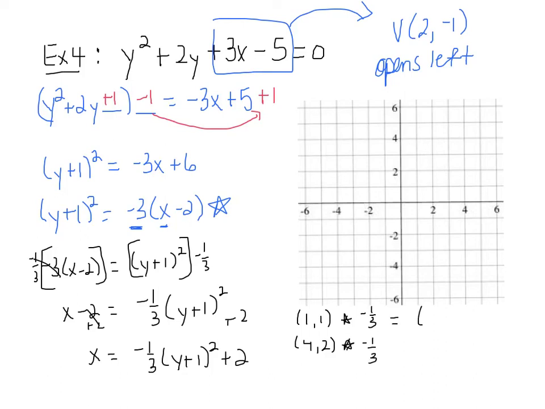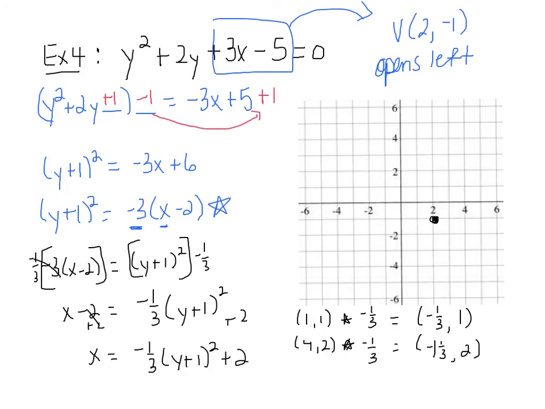So we would have negative 1/3, 1, and we would have a negative 4/3, which would be 1 and 1/3, 2. Alright, so let's go ahead and graph those. Let's start with our vertex. The vertex is at 2, negative 1, which would be right here.